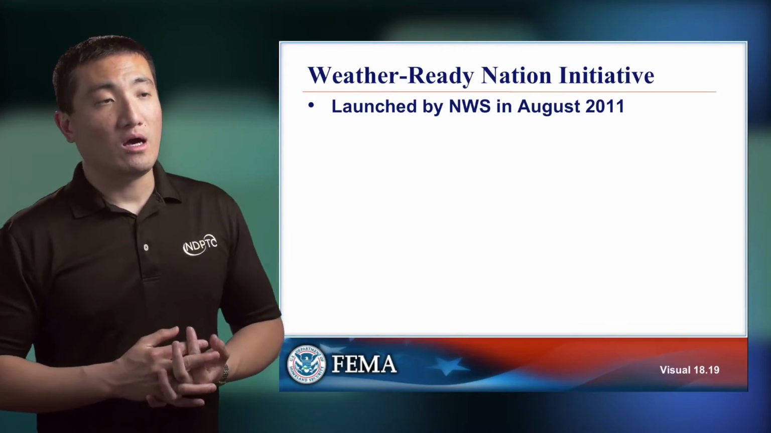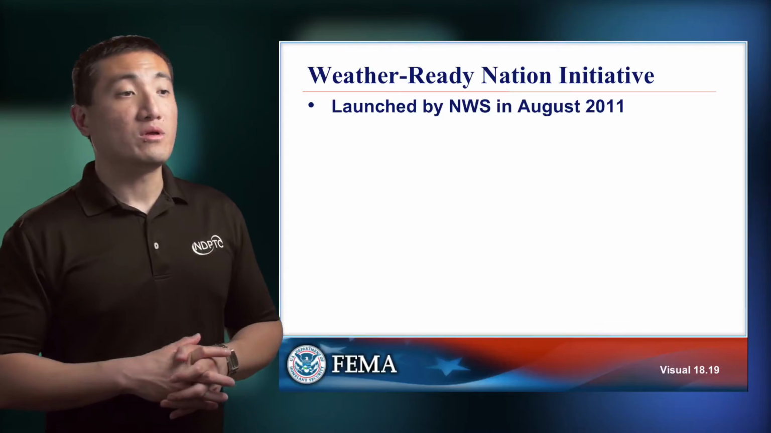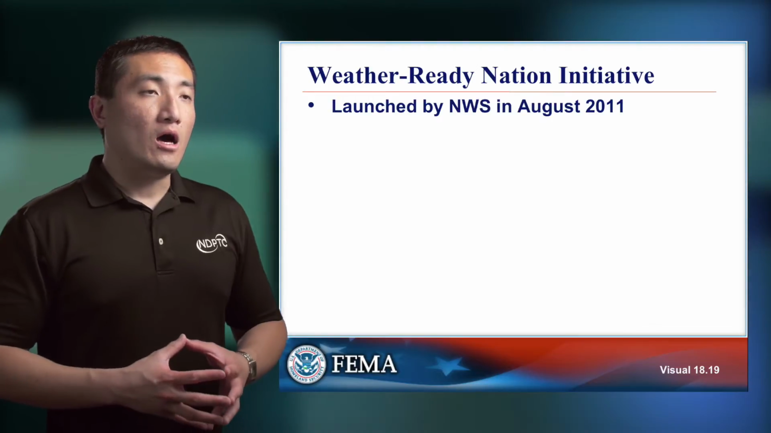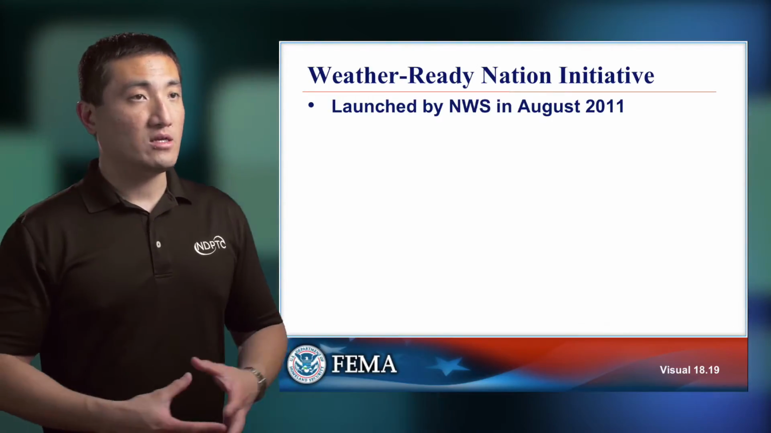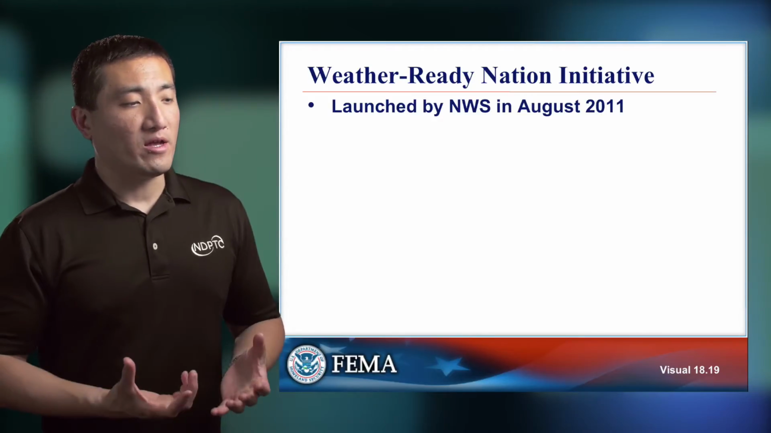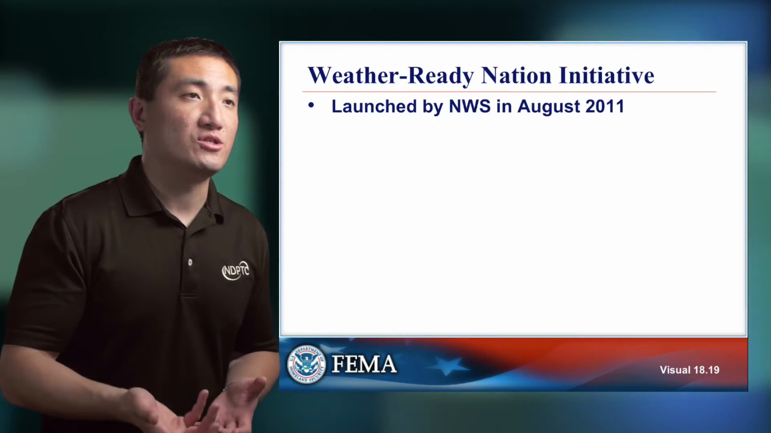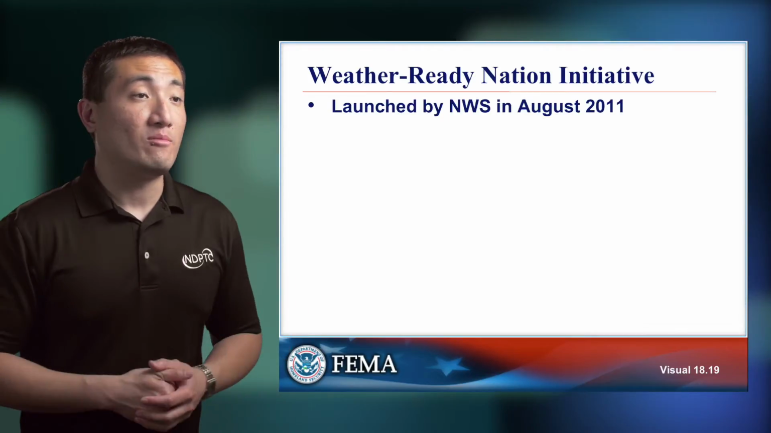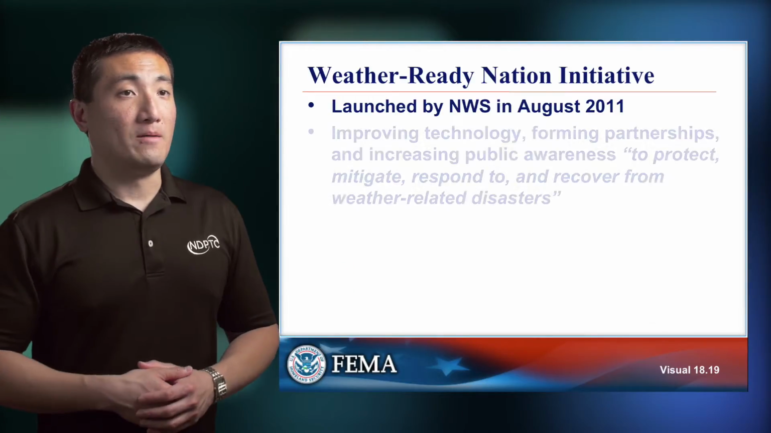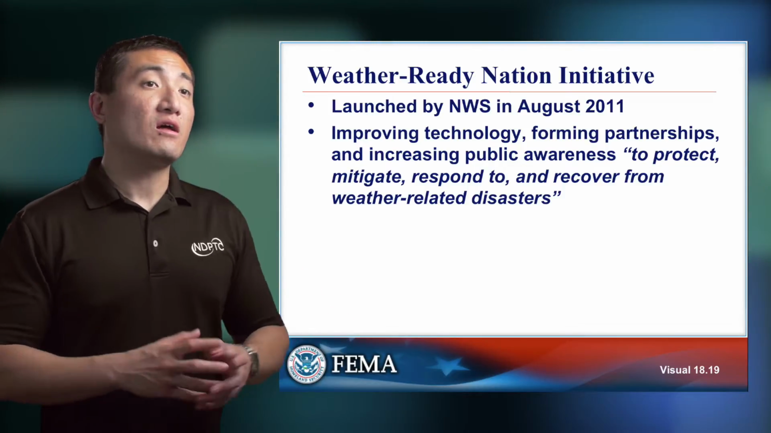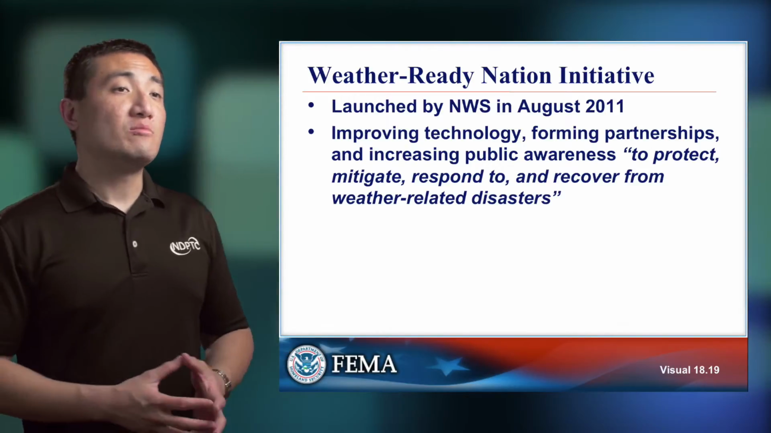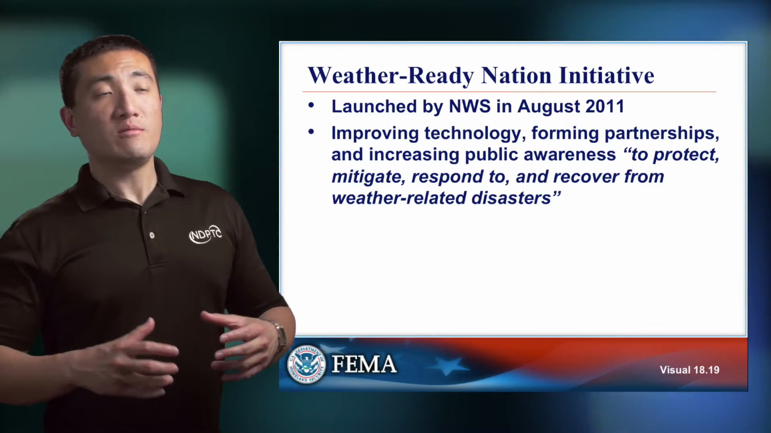However, with the Joplin tornado killing well over 100 people, we ended up realizing that there's still more work to be done, particularly in bridging the gap between science and decision making. And so the Weather Ready Nation initiative, in part, was founded after that event. The idea is to incorporate more social scientists into the dialogue, to figure out how best to motivate people to make the best proper decisions when given certain information, particularly when that information is of the scientific or uncertain variety. The WRN initiative is to improve technology, form partnerships, and increase public awareness to protect, mitigate, respond to, and recover from weather-related disasters. This is very similar to the mission of FEMA and the emergency management community in general.